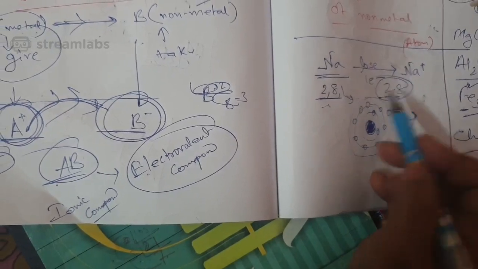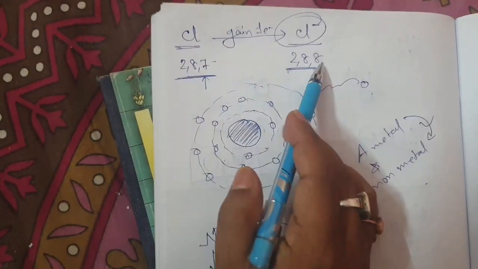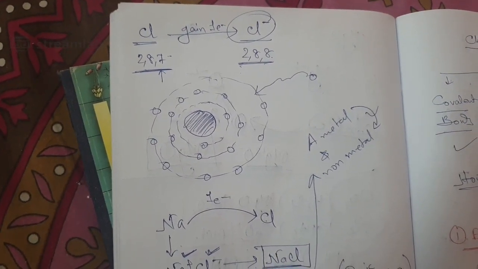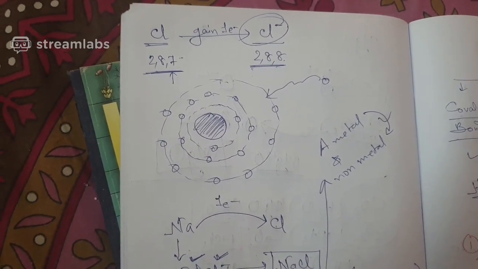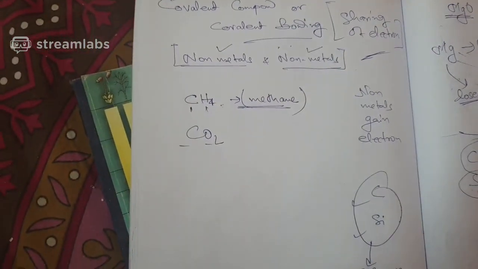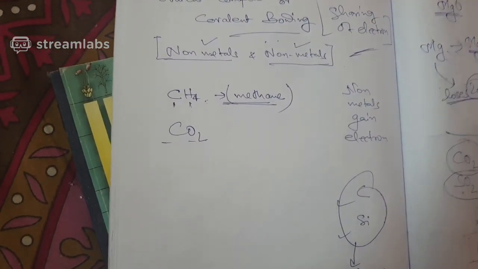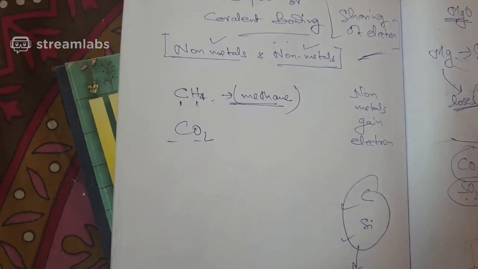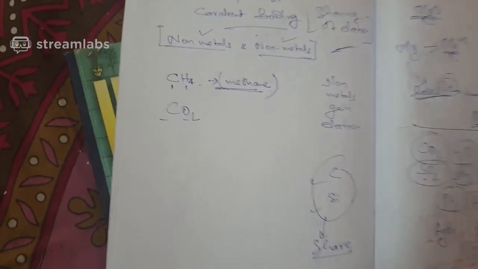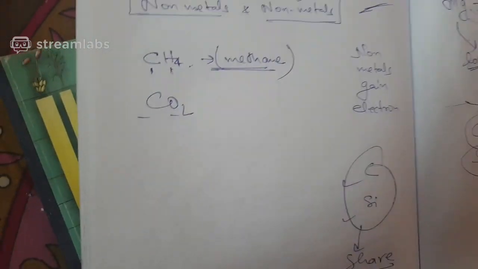Losing electron makes it 2-8. Gaining electron here makes it 2-8-8. So it is to attain stability or to attain inert gas electronic configuration. So that is why they do it. For the same reason, they will share electron, but there will be no one to give the electron or to take the electron. There will be sharing of electron.